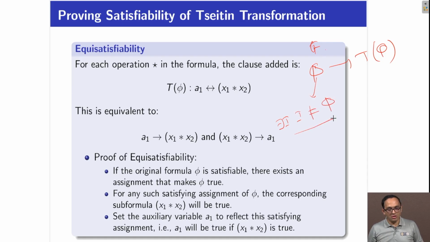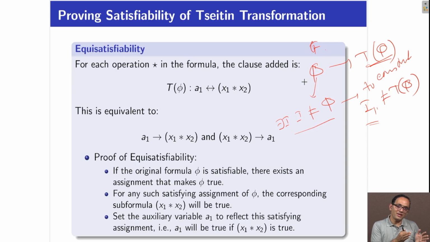This I know. I will have to construct some I dash which will satisfy T phi. This proof is by construction, where I will show how I can get I1 from I. What is there in T phi? I have all the variables that are there in phi, so I will copy the assignments from I to I1 because those variables are there.